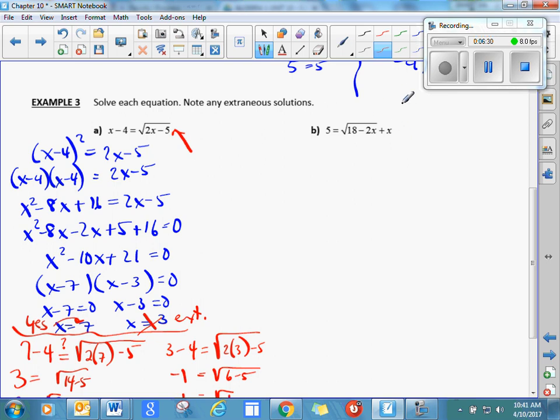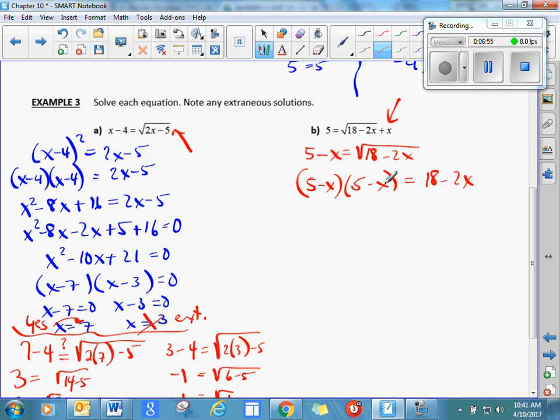All right, the radical is not alone. So the first thing we need to do is subtract x from both sides. Please be aware of that. That's the very first thing that you need to look at. So now we have something that looks like this, and now we're going to square both sides. So we have 5 minus x squared, which is 5 minus x times 5 minus x, equaling 18 minus 2x.